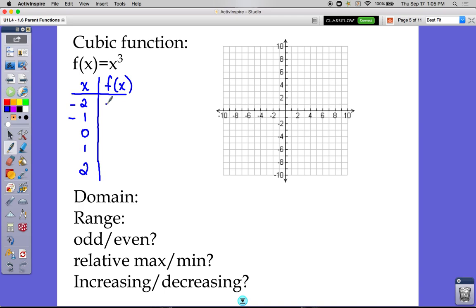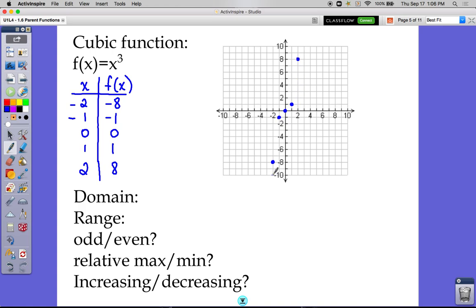-2 cubed is -8. -1 cubed is -1. 0 cubed is 0. 1 cubed is 1. 2 cubed is 8. Well, some of these numbers are looking familiar and repeating, but at the same time, we got a difference in signs. So let's see what happens when I plot these. -2, -8. -1, -1. 0, 0. 1, 1, and then 2, 8.